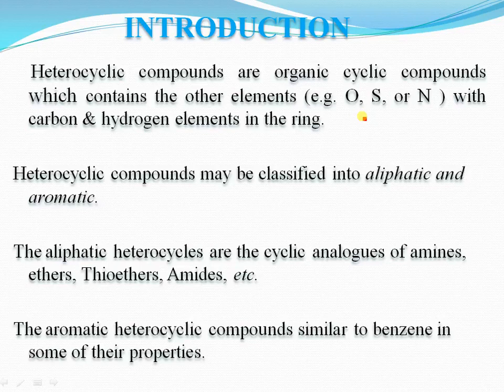Heterocyclic compounds may be classified into aliphatic and aromatic compounds. These aliphatic heterocycles are the cyclic analogues of amines, ethers, thioethers, amides, etc. The aromatic heterocyclic compounds are similar to benzene in some of their properties.